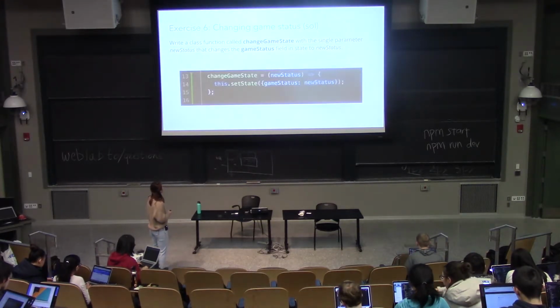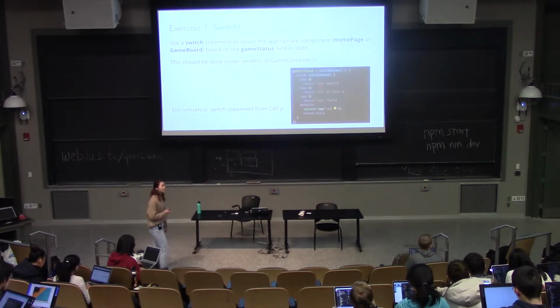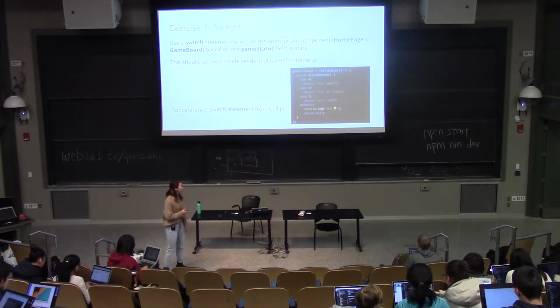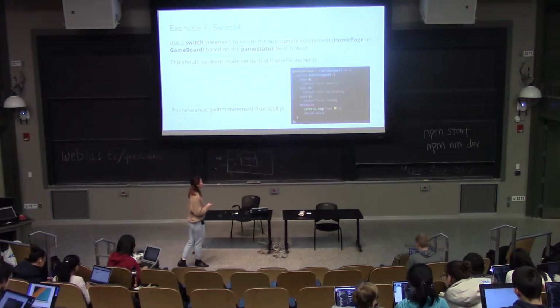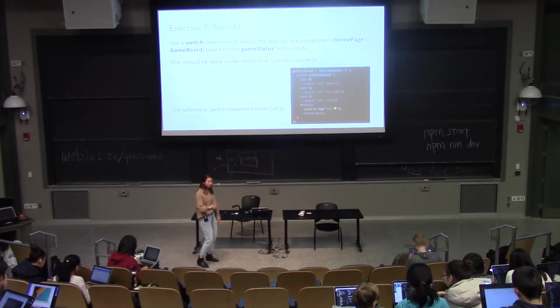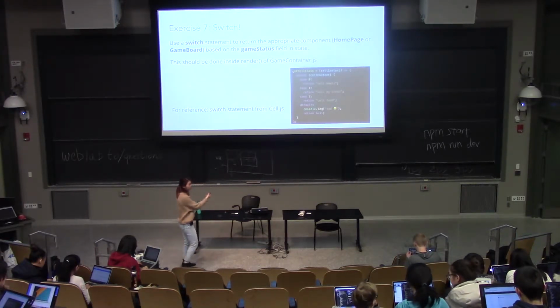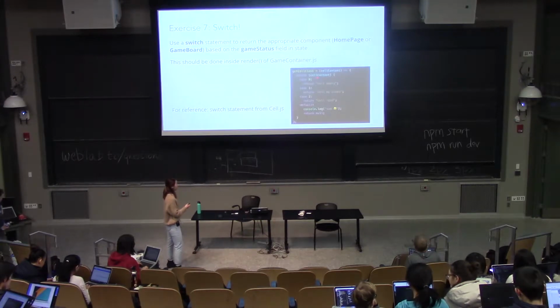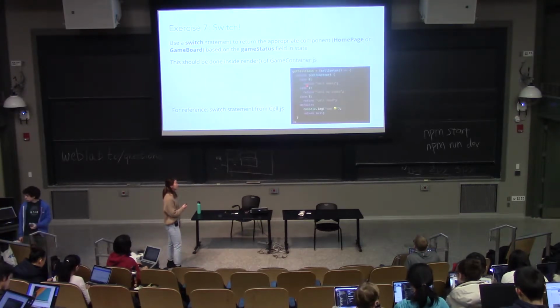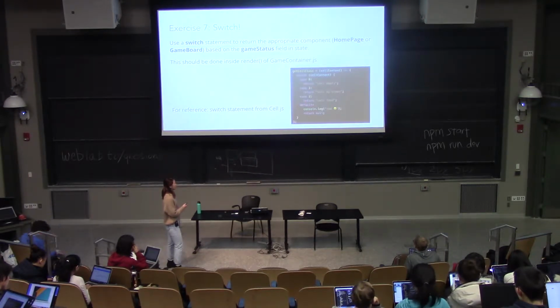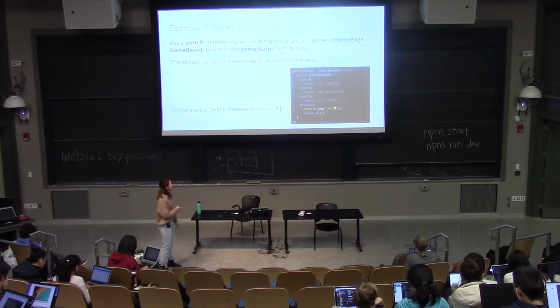If you can see in the example in cell.js, we also have a switch statement there. And we're switching on the value cell content. So similarly to what we did in homepage and game board, it checks if cell content equals zero. If so, return cell empty. If cell content equals one, return this. If cell content equals two, return that. Default is when this doesn't match any of those cases. So that's like your else.